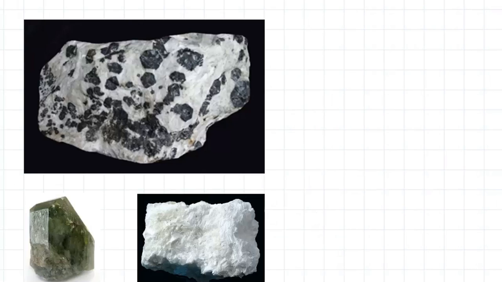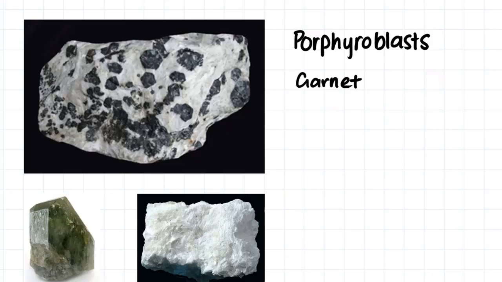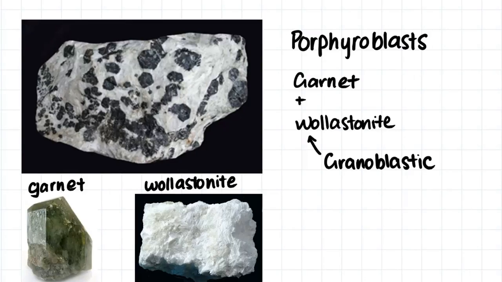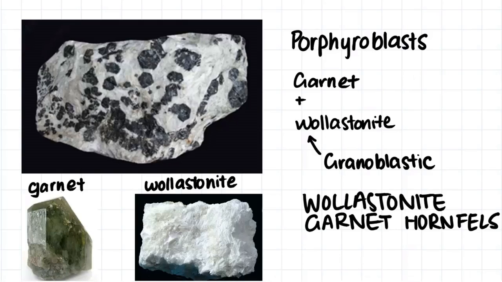Here is the last sample we will have a look at in this video. Here we can see porphyroblasts which have formed. I would say from the shape and colour of these porphyroblasts that the porphyroblasts are garnet. And I would say that this mineral around it is wollastonite. So both of these minerals usually only form in metamorphic situations. However, the wollastonite does look quite granoblastic. This rock is a hornfels, and we specify what type of hornfels it is. It is a wollastonite garnet hornfels.